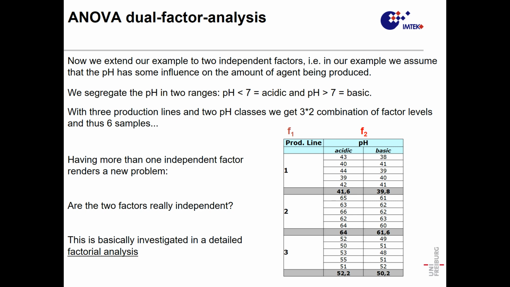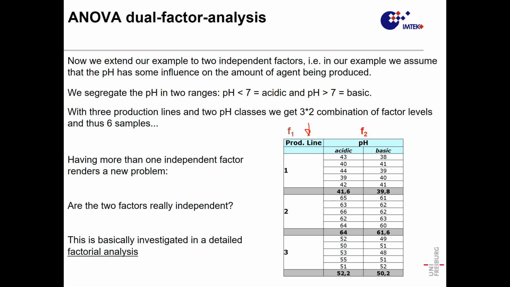So now let's say that for our production line, we not only want to test if the production line is affecting, but also if some kind of pH value in the sample or in the process will also affect. So now you have two independent factors and one dependent factor. The dependent factor continues to be this agent that you measure. The independent factors are now production line and pH. So the analysis is pretty similar, but a little bit more elaborate.